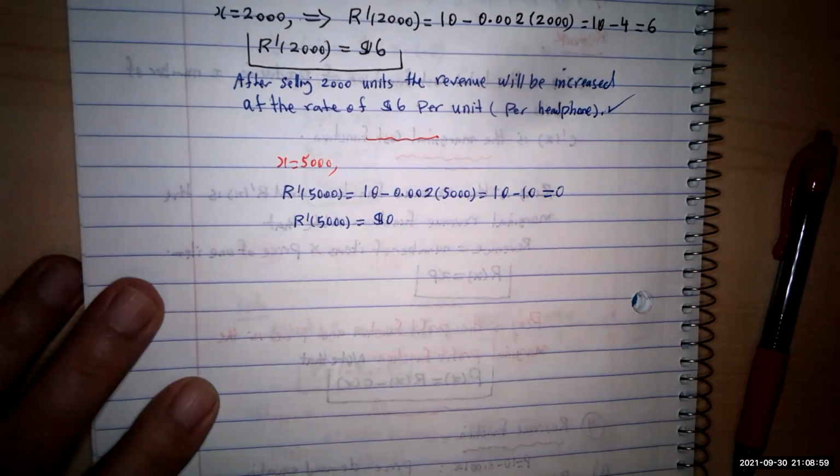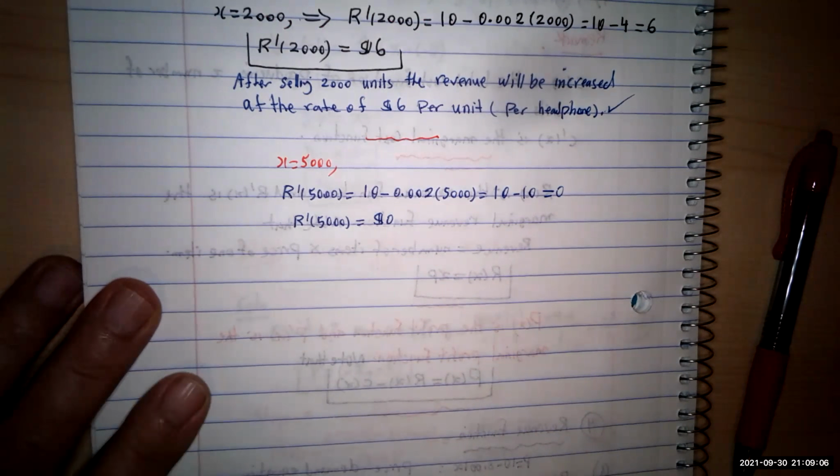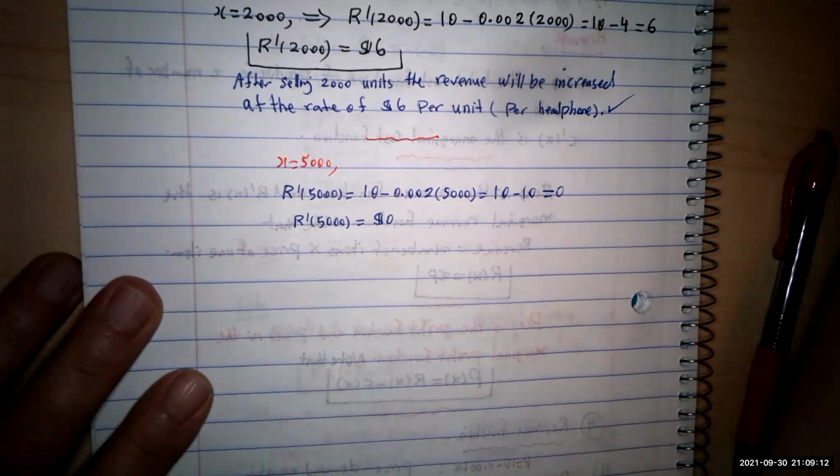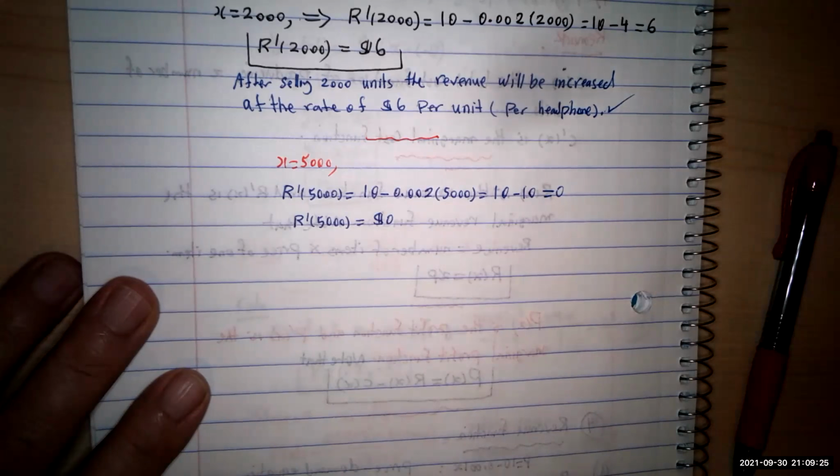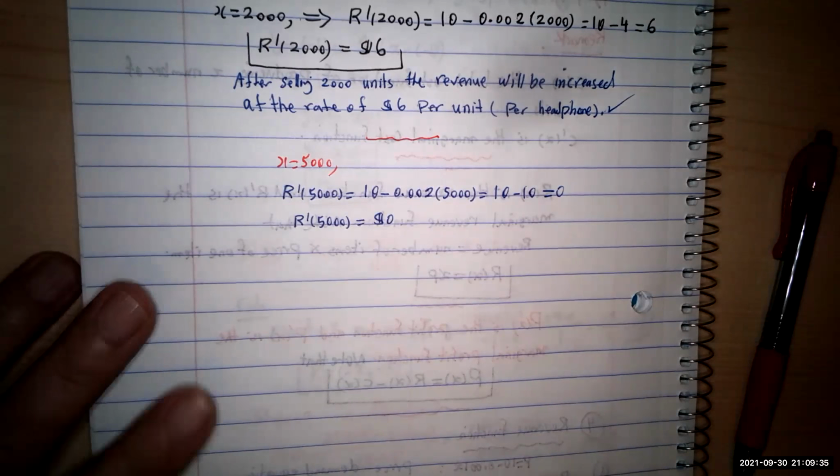Any suggestion? What does it mean? At this level, at 5,000 units, you cease to make a profit. Yes, not bad. This means, yes, after selling at 5,000 units, at the level of the 5,000, the revenue would be unchanged. Okay, you are not going to make any money.